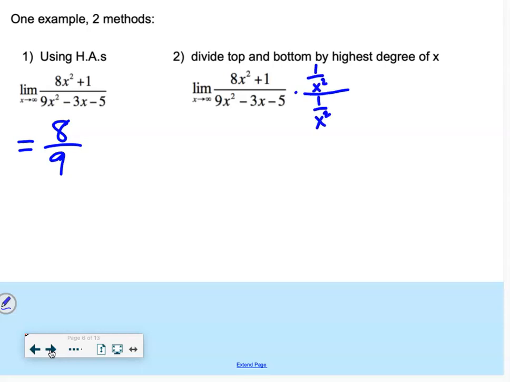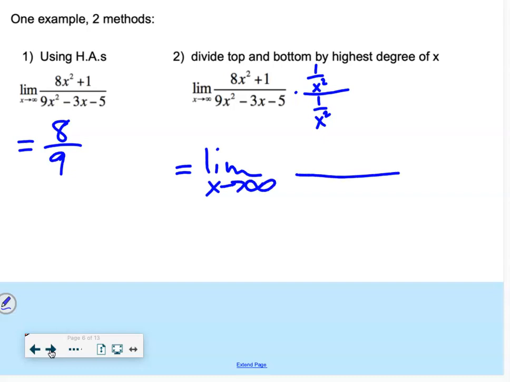Now, there's value to understanding why it works, but I feel like just doing grunt repetition over and over doesn't serve me any purpose. As long as I understand the why, I don't need to do the long method every time. So, anyway, here's why. If you divide the top and bottom by the highest degree of x, really, instead of dividing, I'm going to think of it as multiplying by 1 over x squared, top and bottom.